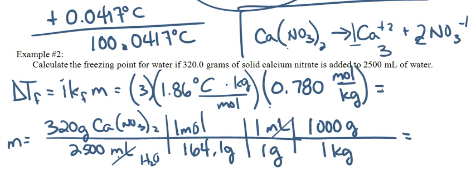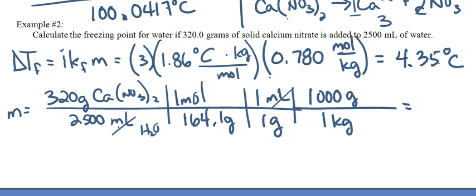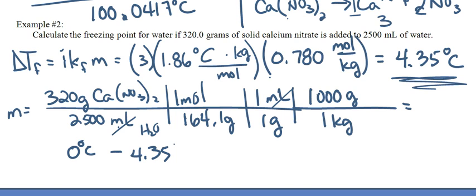Now that should give us a nice value here, times 1.86 times 3, 4.35. So 4.35 degrees Celsius. That's our delta T, my change in temperature. What temperature do I freeze at? Well, water freezes at 0 degrees Celsius. So 0 minus 4.35 degrees Celsius gives me a new freezing point of negative 4.35 degrees Celsius.